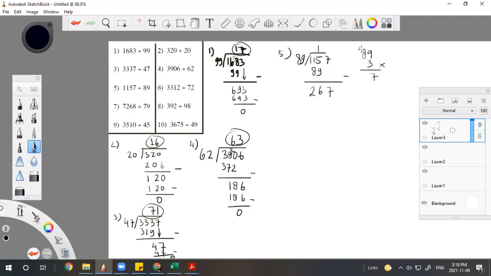So 24 plus 2 is 26. 3. 0, yeah. That's the answer. So 13. So 6.